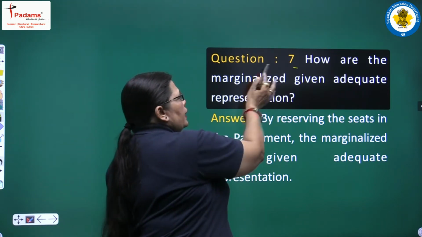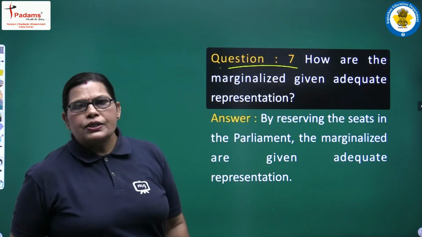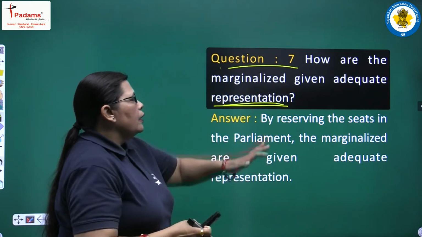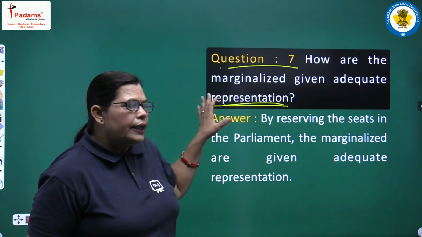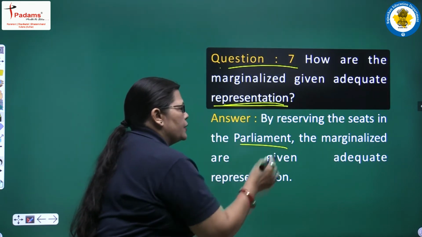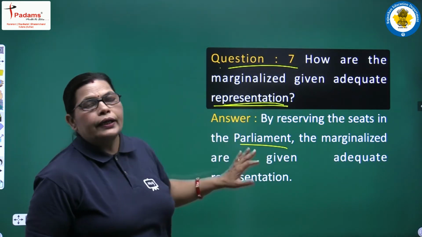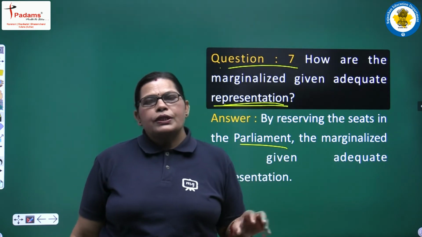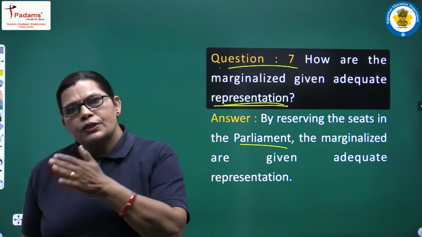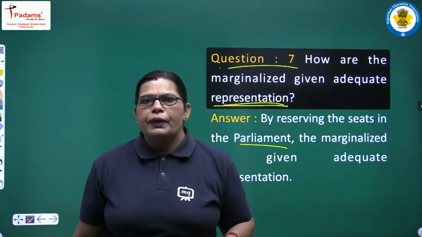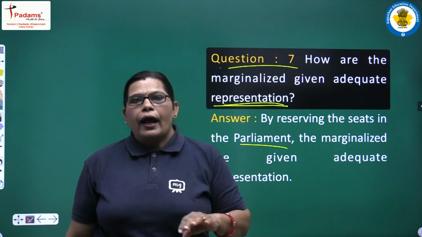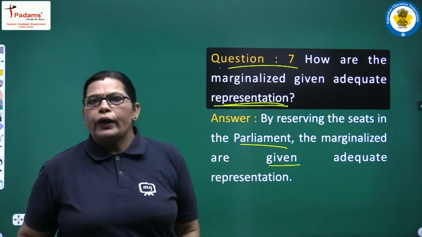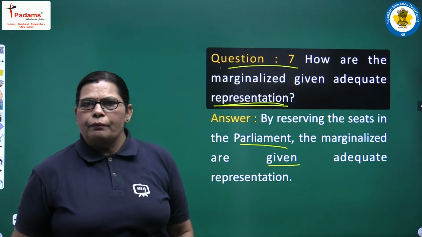Our next question is here. How are the marginalized given adequate representation? See, by reserving seats in the parliament, the marginalized are given adequate representation. As we had discussed, there are reserved seats for SC, reserved seats for ST, Dalits, tribal peoples, women. So every marginalized group has a proper adequate representation in the parliament.